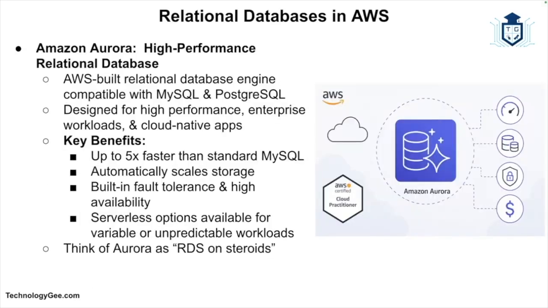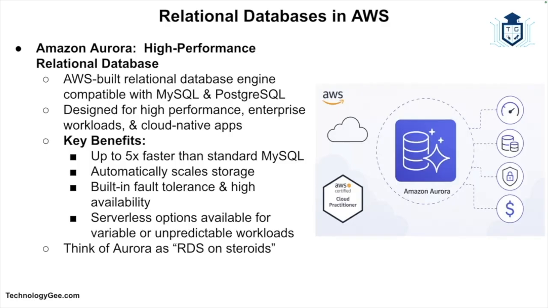And then you have something called Amazon Aurora. And this is AWS's own relational database engine that is compatible with MySQL and PostgreSQL, but it is significantly faster and more scalable. And so Aurora was designed for high performance enterprise workloads and cloud native applications. Its benefits are up to 5 times faster than standard MySQL. It automatically scales storage. It has built-in fault tolerance, and it can go serverless. So think of Aurora as RDS on steroids. So if you're asked on the exam which database is best for high performance relational workloads in AWS, then Aurora is often the answer.